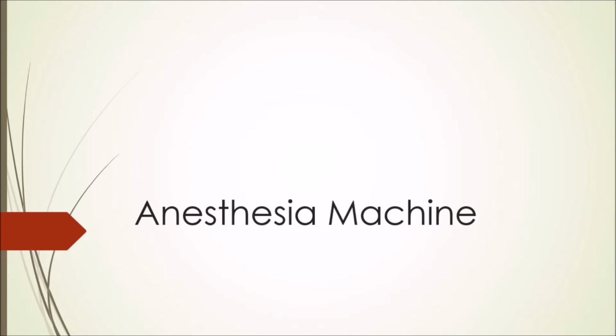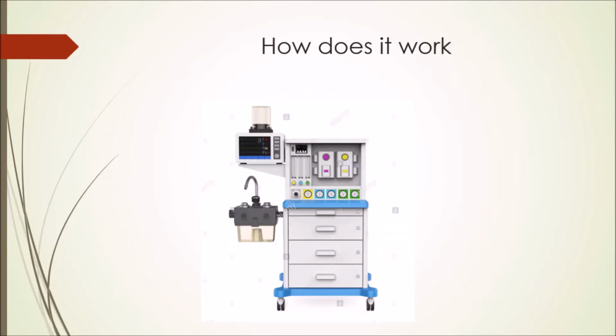So first of all, the anesthesia machine has four basic functions, which are the supply of oxygen, the mixing of the gases, facilitating spontaneous, controlled or assisted ventilation, and reducing the risk related to anesthesia to the patient and the staff. The anesthesia machine has three subsystems.